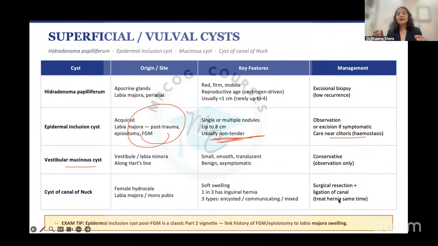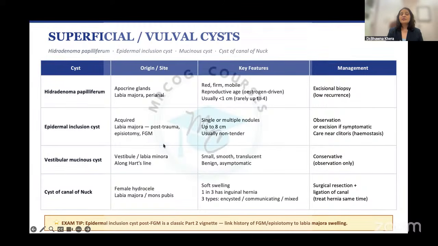Surgical resection and ligation of the canal, because we have to treat it like a hernia. It is exactly, you can say, a female hernia. So same kind of thing. Not only is the resection important, but you have to close the canal as well.